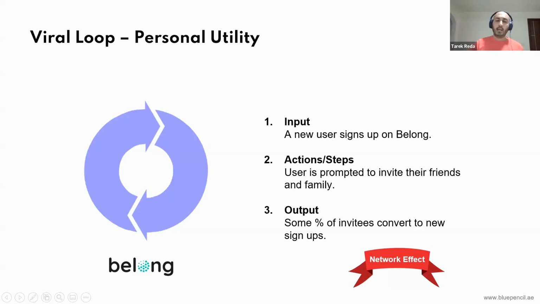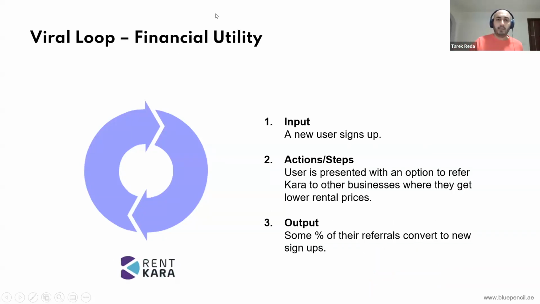Now, why would I invite others? Because Belong becomes more valuable to me. I get more value from Belong when more of my connections and friends use it. So social networks, all different types of social networks, they all have that built in. This type of loop can apply to them. Any collaboration tool would have that also built in. So for example, Slack, Miro, Notion, all of these are products that can have this type of loop, a viral loop with a personal utility. All right, let's move on to the second type.